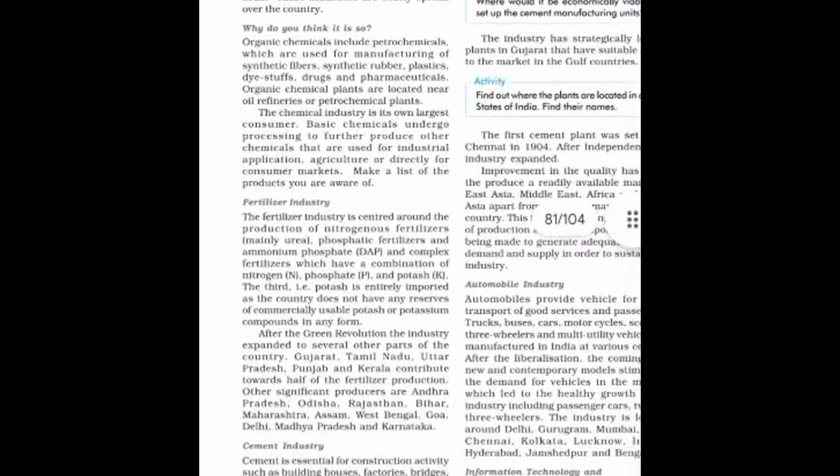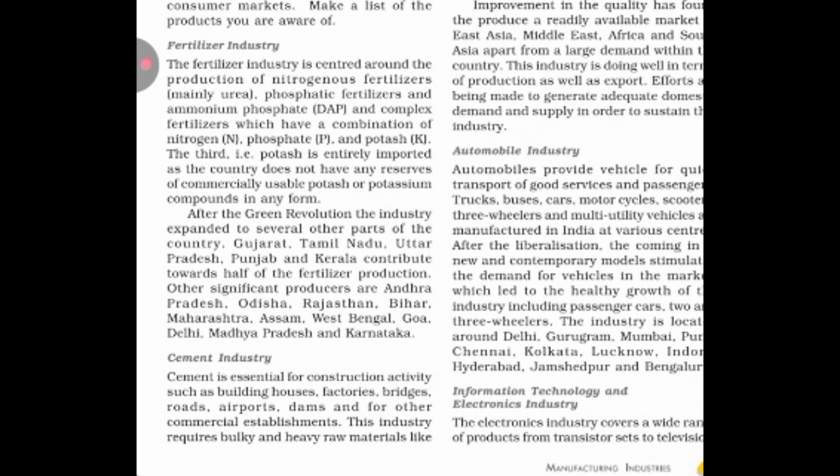But then there are petrochemicals, which are used for manufacture of synthetic fibers. So we are speaking about the fertilizer industry. The fertilizer industry is centered around the production of fertilizers. Basically, with the success of the green revolution, the demand for fertilizers has increased along with commercialization of agriculture.